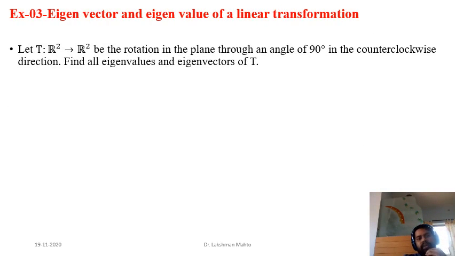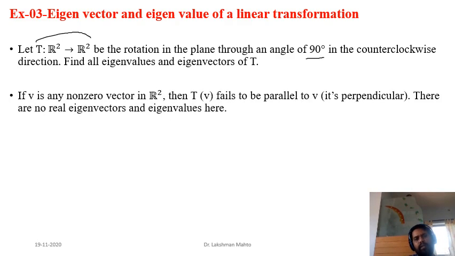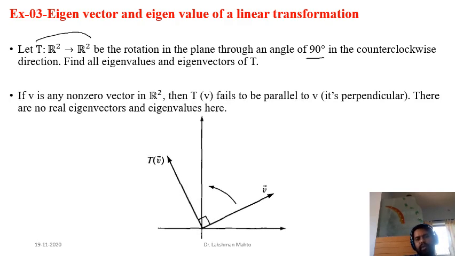Okay. Further example here, rotation. If you take a rotation matrix by an angle of 90 degrees, it has no real eigenvalue and neither a real eigenvector. So it fails geometrically. You can observe it this way.